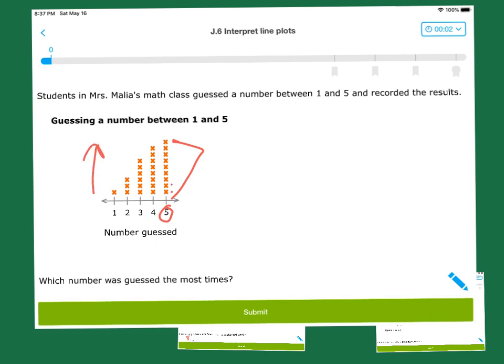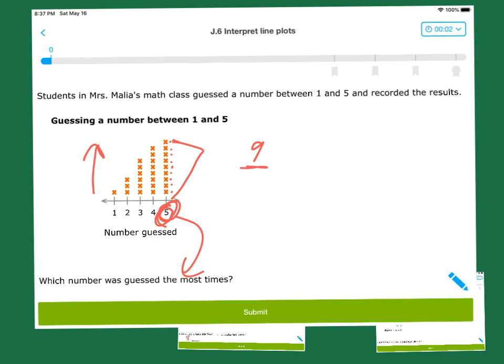It's been guessed 1, 2, 3, 4, 5, 6, 7, 8, 9 times. So 9 different people guessed it. And so 5 is the most guessed number. So I would answer with a 5 here. Okay. Not 9, but 5.